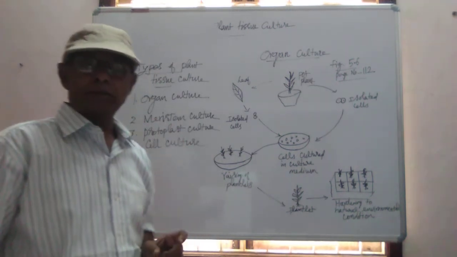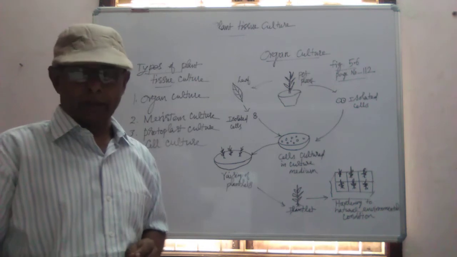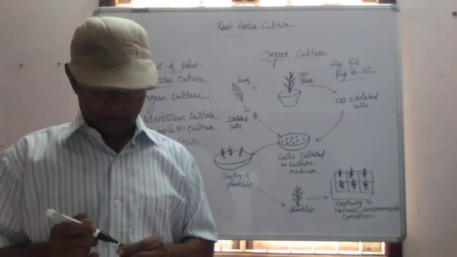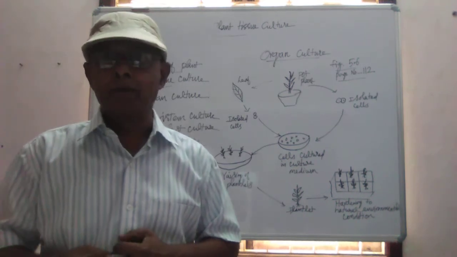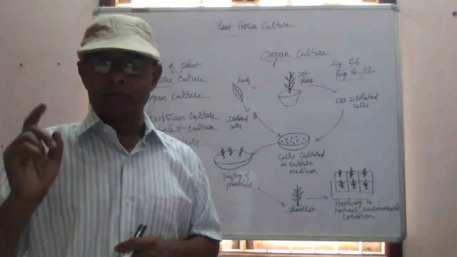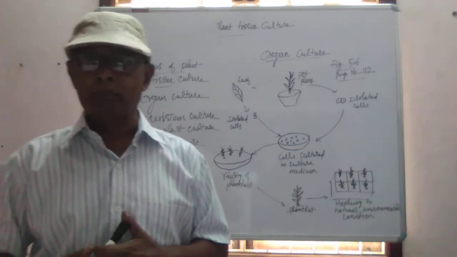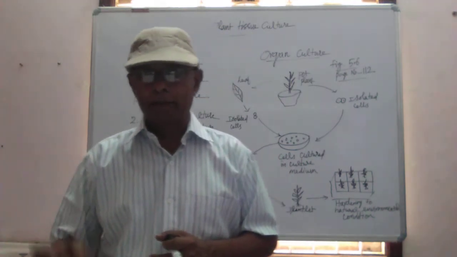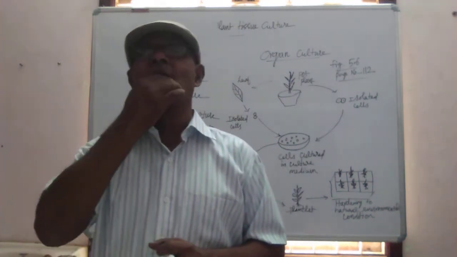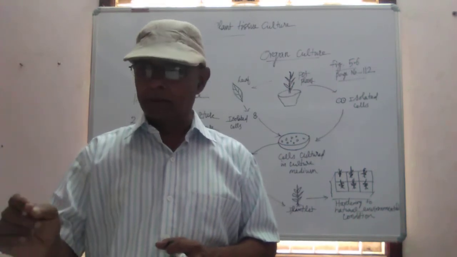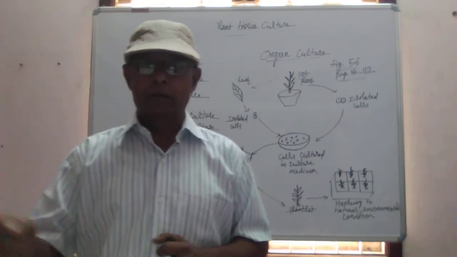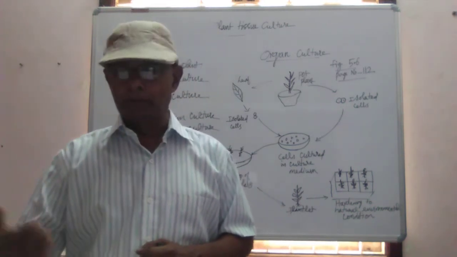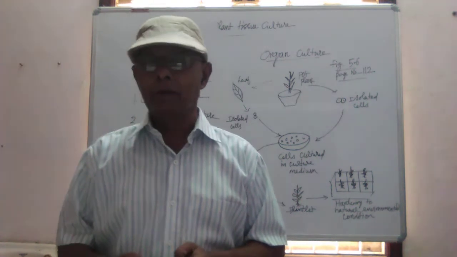Organ culture means when any part of the plant is taken, that is considered as the organ. What are the organs of the plant? Root, stem, leaf, flowers, buds. There are so many organs in the plant. You can take any one of the plant parts, cut it into segments, and the segment is grown in culture medium under aseptic condition to grow into a new plant. That is the organ culture.